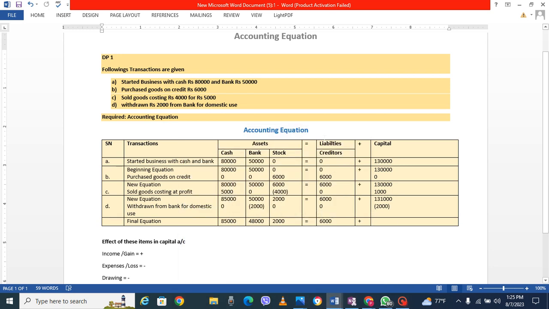Very good morning, everyone. In today's section, we're going to learn how to prepare the accounting equation. As for this, I have here a question. So with no further delay, let's proceed ahead to how to prepare accounting equations in a given format.